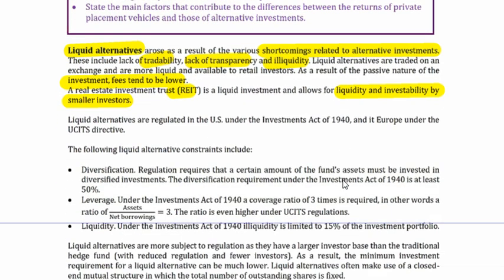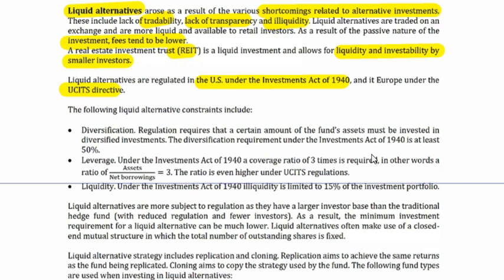Liquid alternatives, where would you find them? In the US, they are governed under the Investment Company Act of 1940. In Europe, they are covered by the UCITS directive. Some constraints regarding liquid alternatives: diversification. Per regulation, at least 50% of the fund's assets must be invested in diversified investments, so it can't all be in one specific asset.